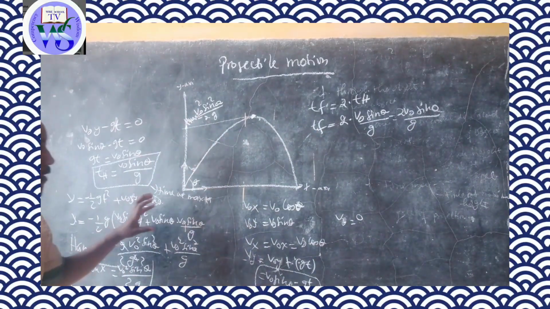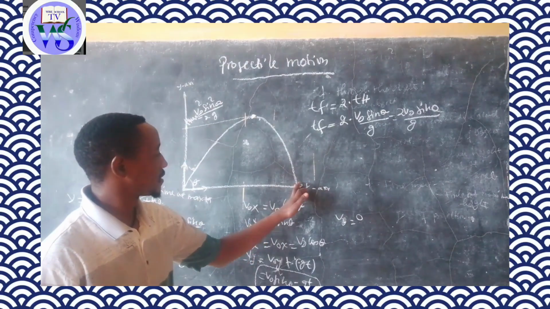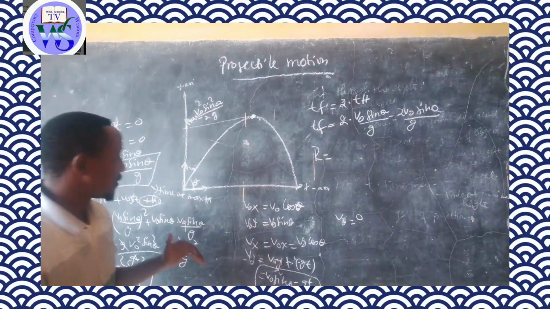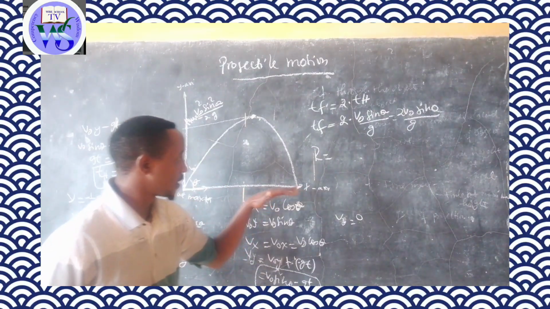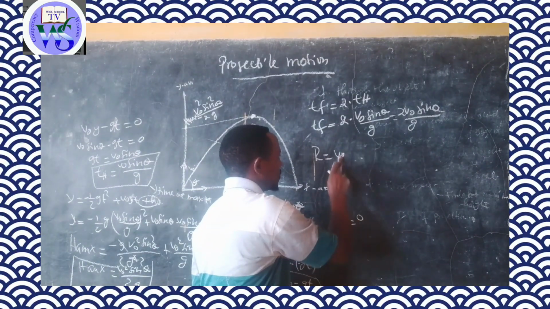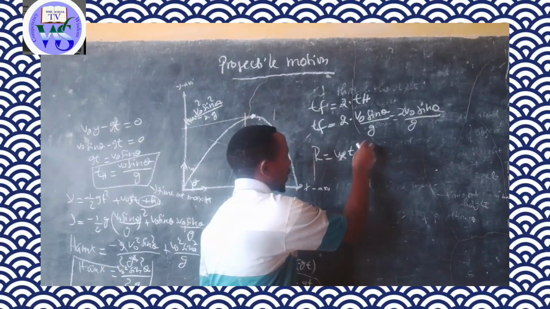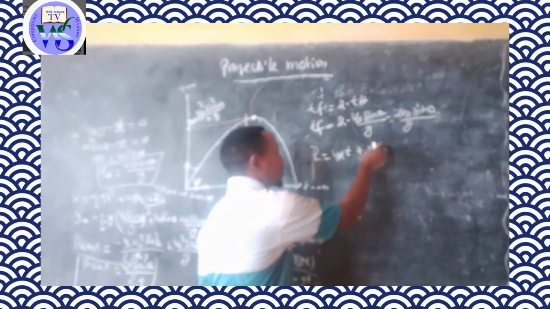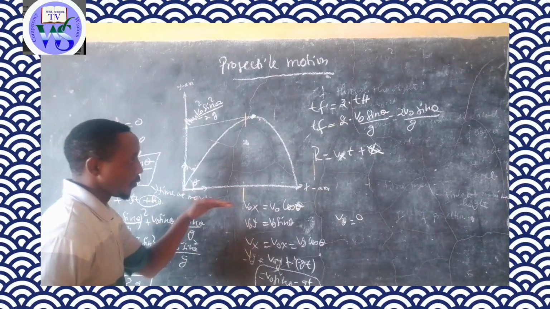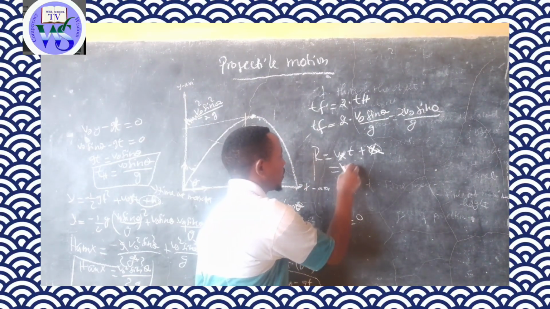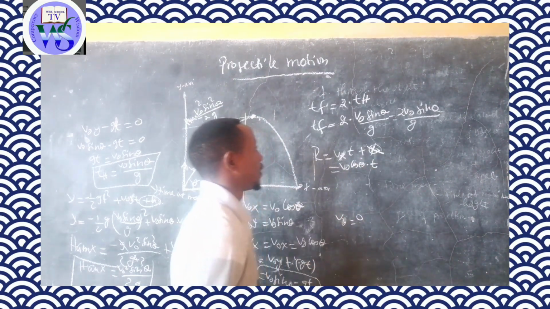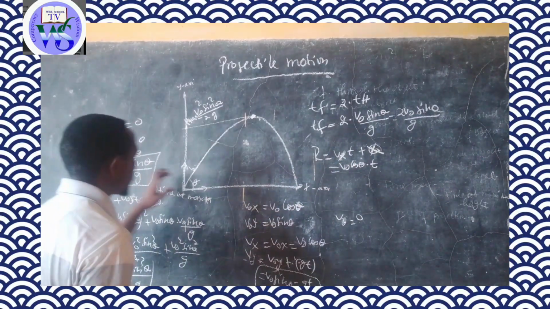So the range, remember that the range is the total distance traveled by this object. So what is the range? Because it is the horizontal distance, the horizontal distance is equal to vx times t plus x0. So x0 is zero, since there is no acceleration in the horizontal direction. We use this formula, which is equal to v0 cosine of theta times t, but t is not the time to h max, it is the time of flight.